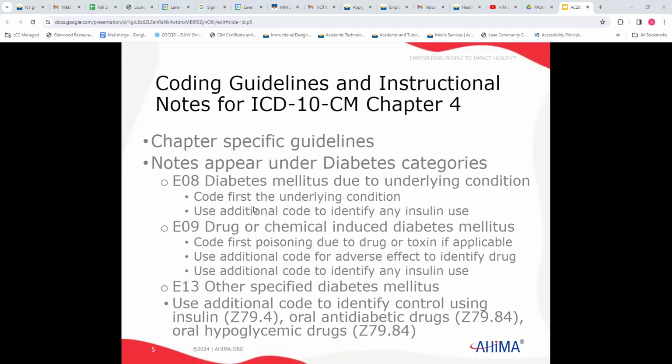With E13, other specified diabetes, we'll cover a whole bunch of those, and we'll get into those in a little bit. We would also use additional codes to identify how the diabetes is controlled: using insulin, Z79.4; the oral anti-diabetic drugs that many of us are familiar with, Z79.84; or any oral hypoglycemic drugs, Z79.84. Again, we always need to code these as additional codes. These are something that we should always pick up when we're coding diabetes.